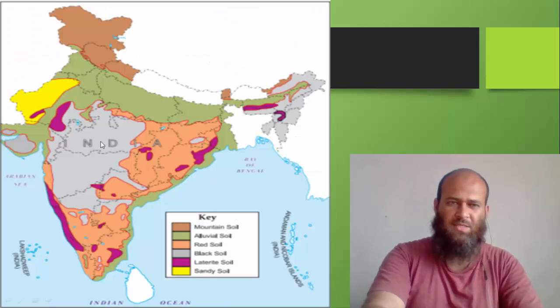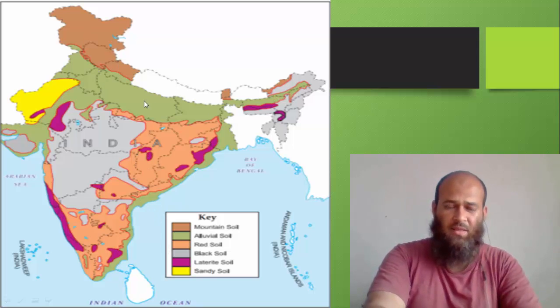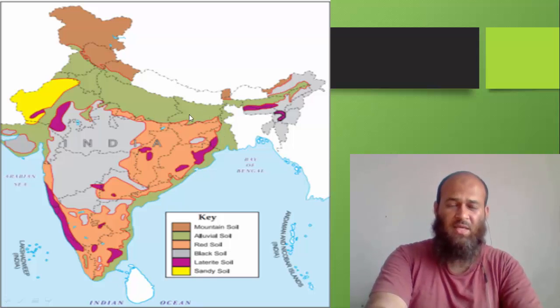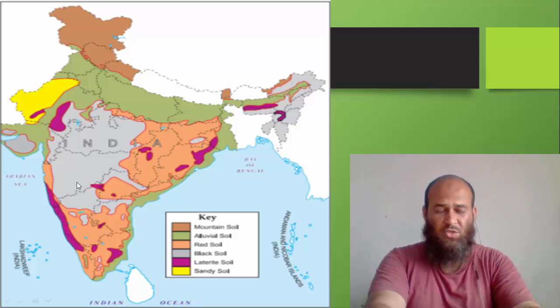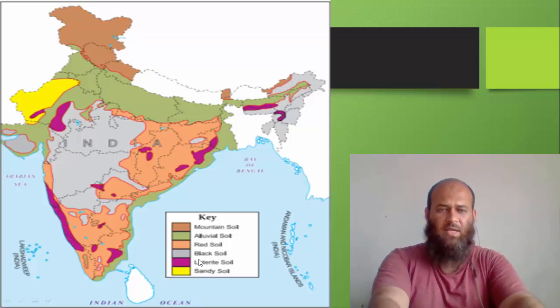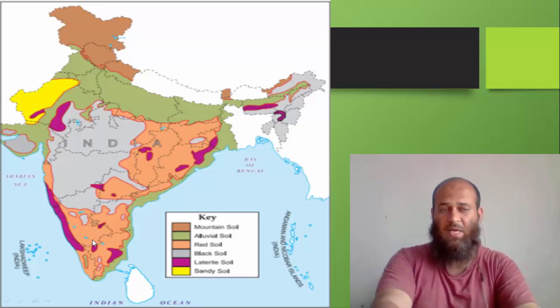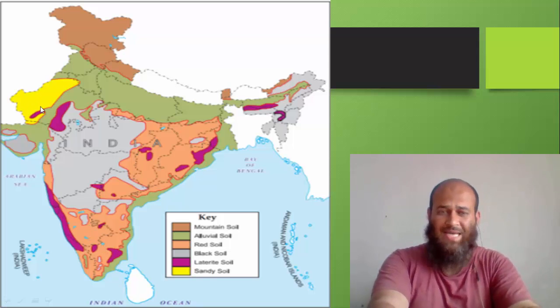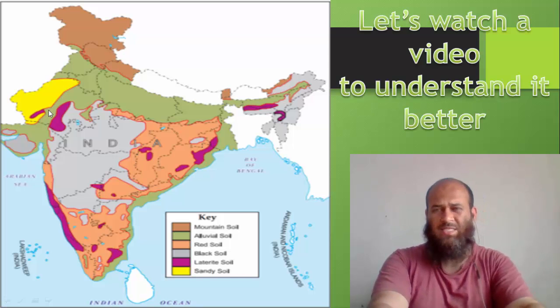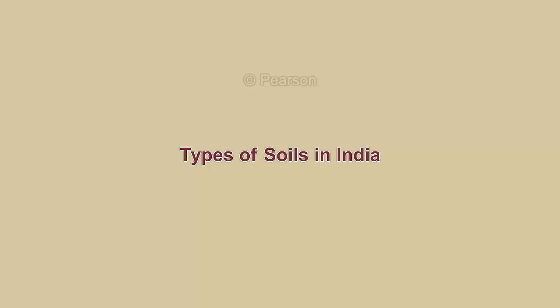You see, this is the classification of soils. Like here we have mountainous soil, then you have alluvial soil in the northern plain and in the coastal regions. You have black soil here in Maharashtra and in MP different parts. Then you have red soil in major parts of eastern India and in the southern parts as well. You have sandy soil here. So let's watch a small video once again to understand the types of soil better.